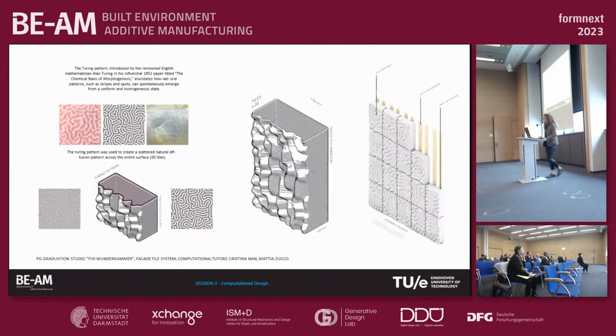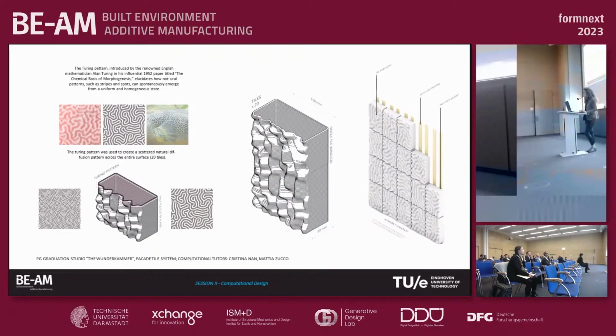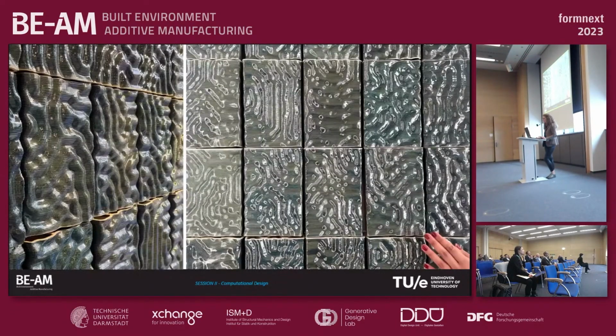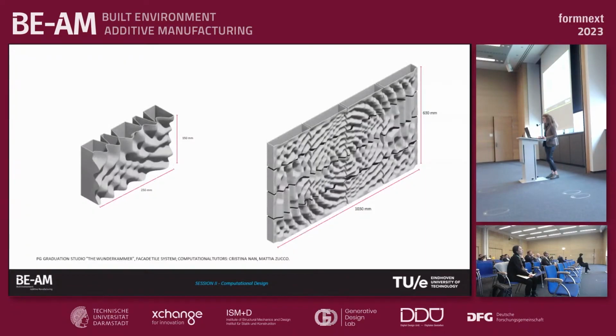Here we use the Turing pattern to develop a facade system, a tiling system, that you can see also downstairs exhibited as part of the exhibition. Testing also different types of glazing, understanding how deformation and warping are correlated to the different burning, to the different firing temperatures, and how these can be minimized.